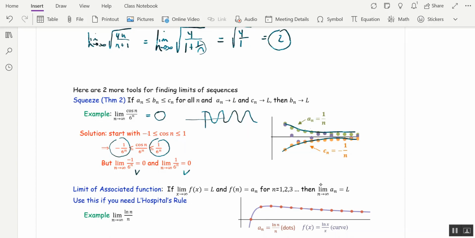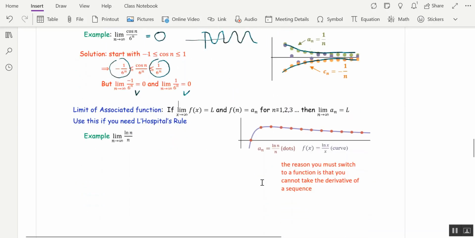Well, that means this middle guy also must go to 0. So that's by the squeeze theorem. Okay, more often you'll be using L'Hopital's rule. So again, if you're trying to find the limit of a sequence, if you find the limit of the associated function, the sequence will share that limit.